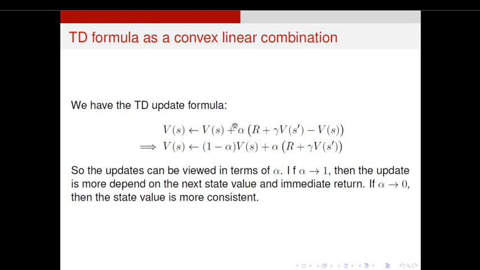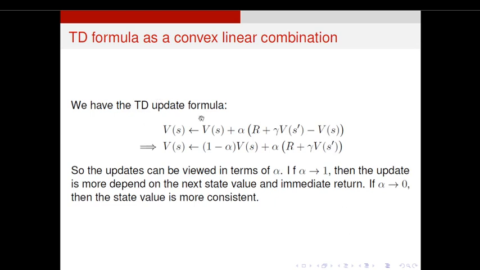That is, V(S) is updated by the current value V(S) plus alpha, which is called the learning rate, into the immediate reward R plus gamma into the value of the next state, minus the value of S. This is called the TD update, the one-step TD target minus the current state value.